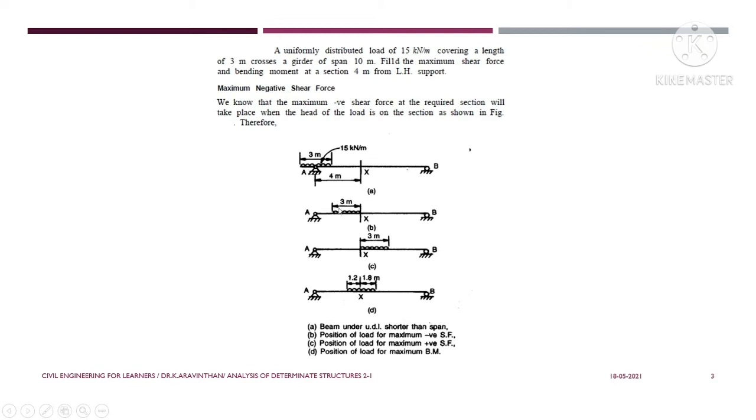So if you need to find shear force, that is positive shear force, negative shear force, you have to place the load at different locations to find the different analytical parameters. So let us find the maximum negative shear force.